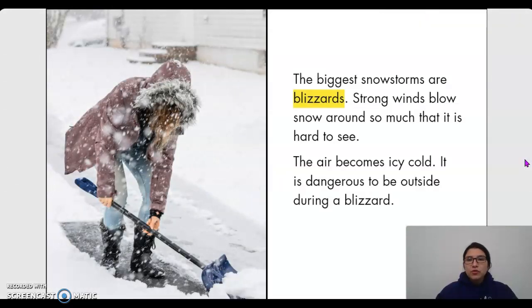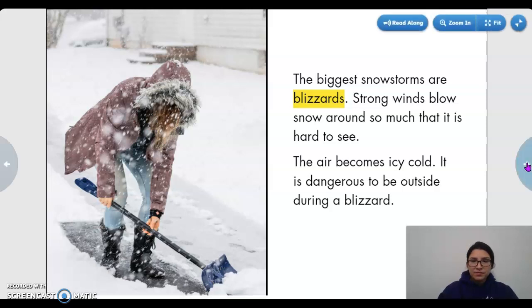The biggest snowstorms are blizzards. Strong winds blow snow around so much that it is hard to see. The air becomes ice cold. It is dangerous to be outside during a blizzard. So do you see the snow coming down and it's really covering the ground? This lady's having to shovel so she's able to walk and doesn't slip.